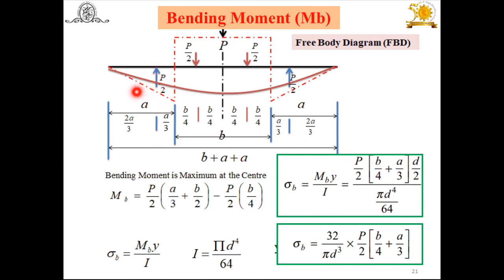Then again, the triangular load is also converted into a point load. From this side it is 1/3, that's why A by 3, and from this side 2 by 3 A, that is 2A by 3, or 2/3 into A. Again after that, what do you have to do?